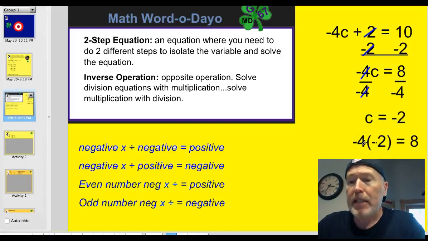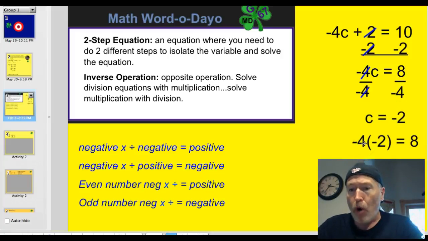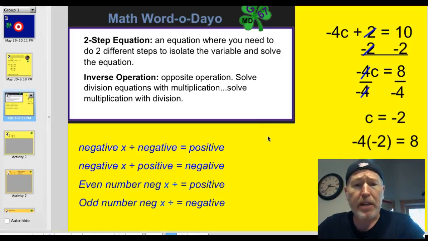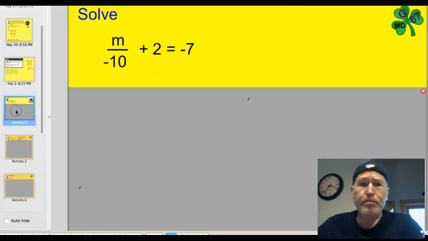Let's plop it in and see if it works. We have a negative 4 times a negative 2. Just put negative 2 in place of the c. We have a negative times a negative, which is going to give me a positive answer, or 4 times 2 equals 8. And it's positive because you've got an even number of negative symbols there. Okay? I know I keep banging on those. I just want to really instill that whole negative times a negative as a positive in your head. All right, let's move on.